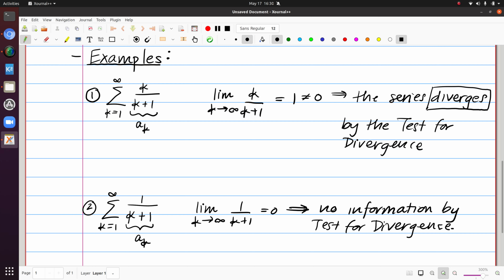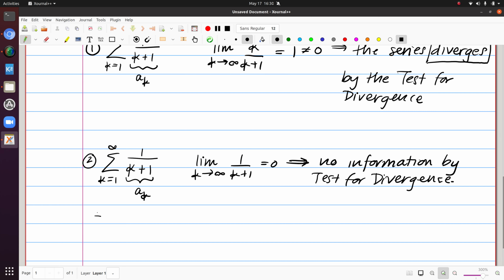It turns out we're going to look at other tests, and we will be able to answer this. As I start to broaden the number of tests that we're going to look at, you can imagine this as stage 1. Try the test for divergence. I see it doesn't work. Now, what should I move on to? That's where we're headed. Again, as it turns out, we will see, and we're not here yet, this series actually diverges.